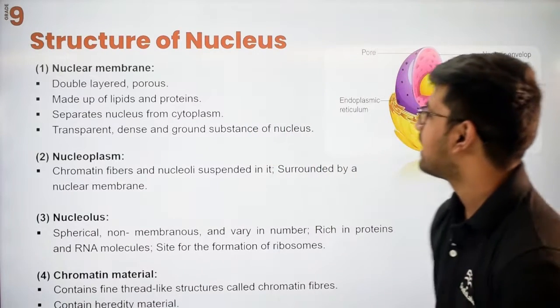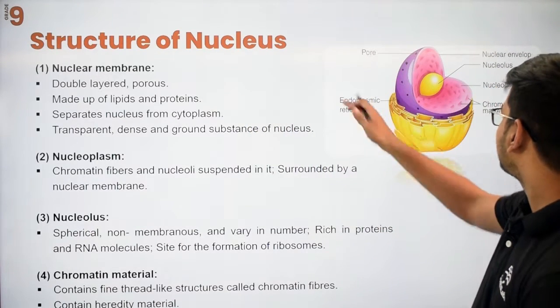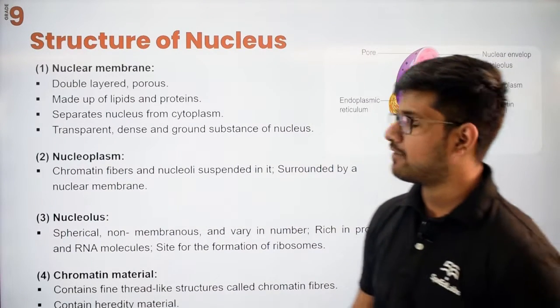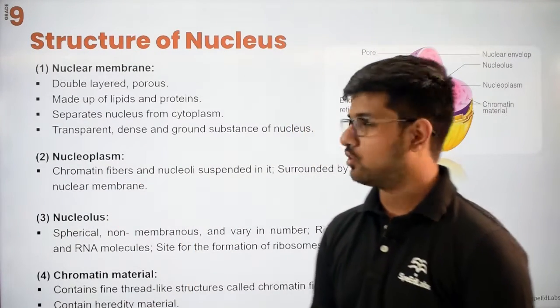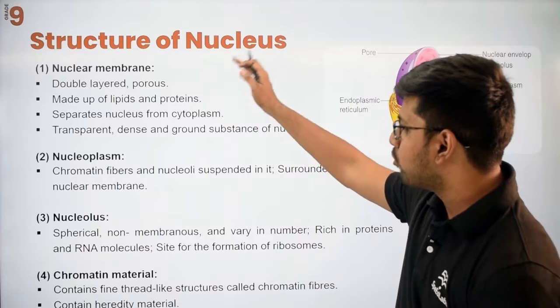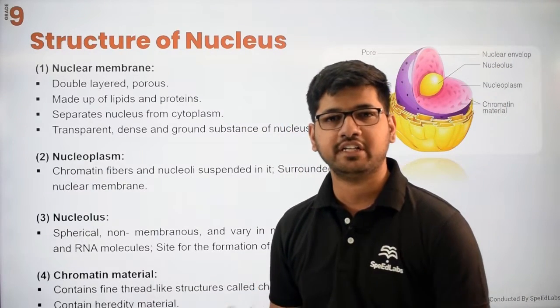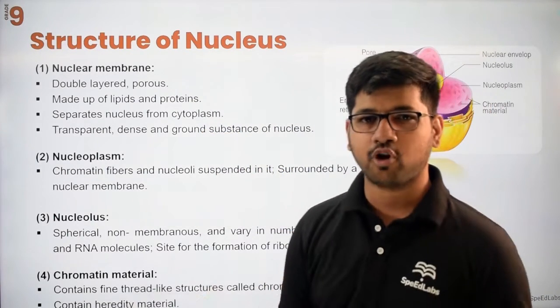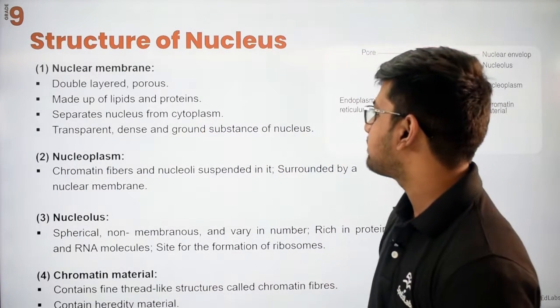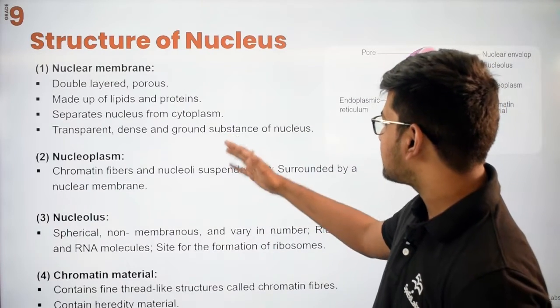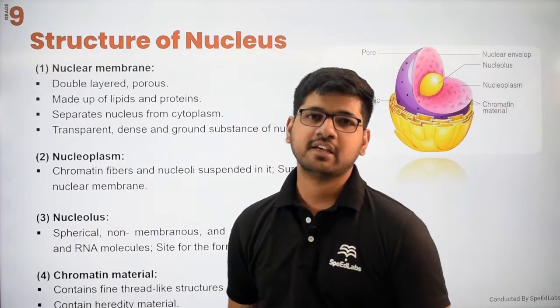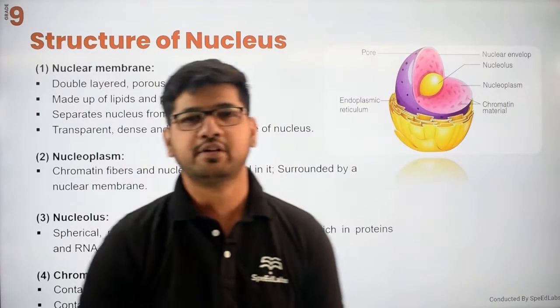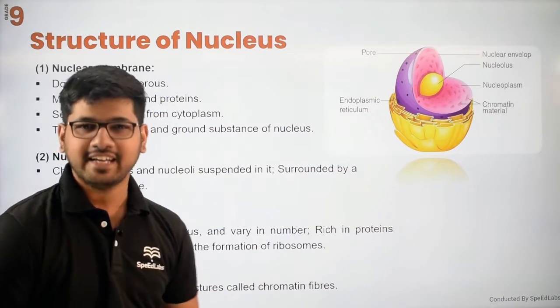Okay, if I talk about the structure of the nucleus, the nucleus has firstly the nuclear membrane. Okay, it is double layered, porous, made up of lipids and proteins or lipoproteins in certain cases, and it separates the nucleus from the cytoplasm. All right, it is transparent, dense and the ground substance of the nucleus which is present on the outer periphery or surface area.